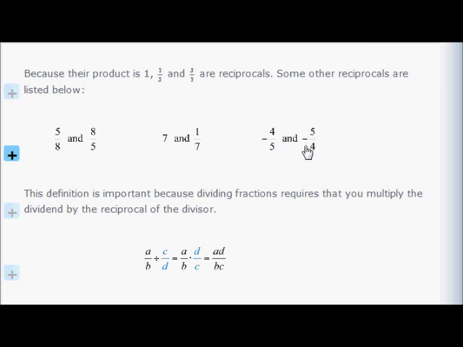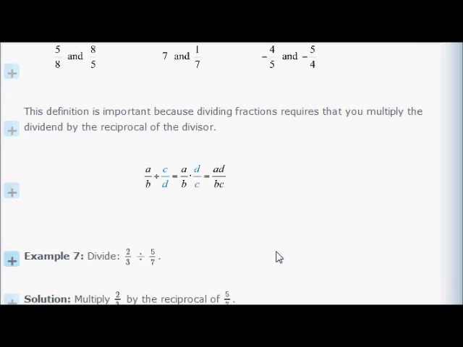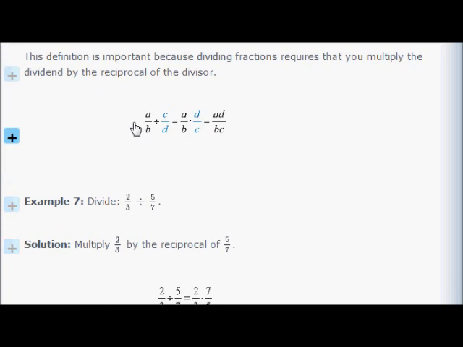This definition is important because dividing fractions requires you to multiply the dividend by the reciprocal of the divisor. That's a bunch of words, and it might be a little confusing, but let's see what that means here. Dividing fractions requires you to multiply the dividend by the reciprocal of the divisor. Here we're multiplying a dividend, a over b, by the reciprocal of the divisor, c over d. The divisor is what you're dividing by, and the dividend is what you're dividing.